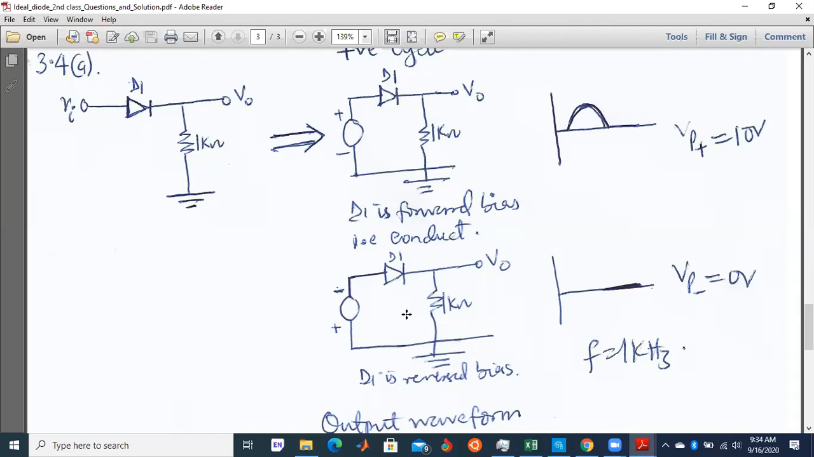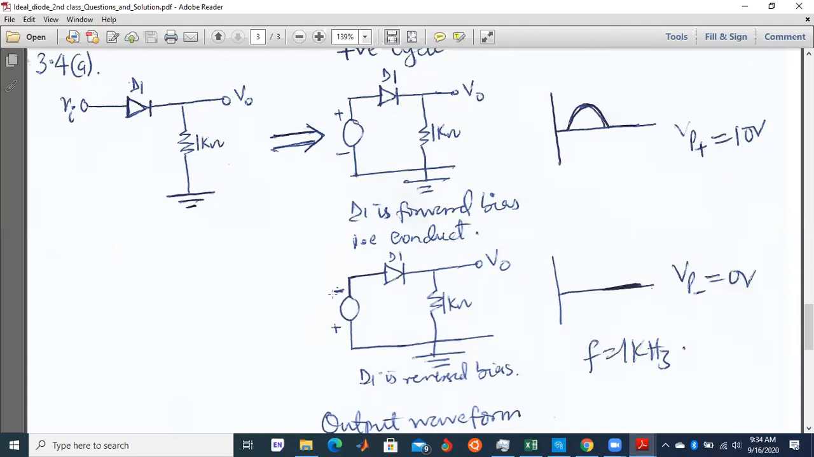Okay. Now, for the second step, you have to reverse the direction of the diode. You can either reverse the direction of the diode, connecting this negative to the positive here, or you reverse the direction of the supply.